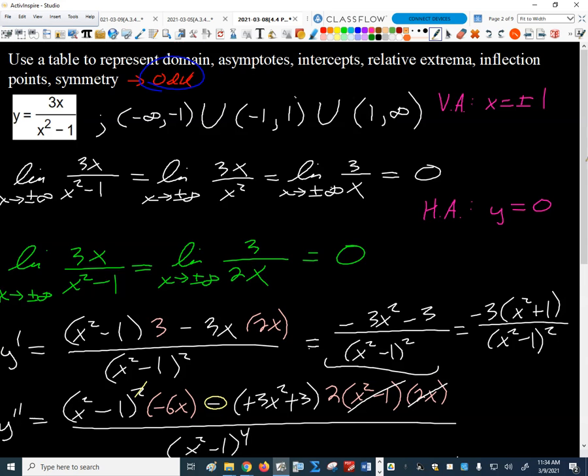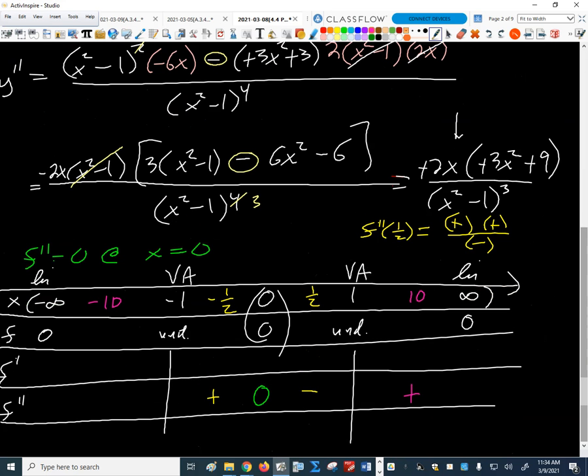Or if I wanted to pick a test point, I could have done that too. It all works. If I plug negative 10 in, I'm going to get negative times positive over negative. Yeah, hold on, no. I'm getting negative times positive over positive. So it's negative, right? Makes sense. So it's concave down. Okay?